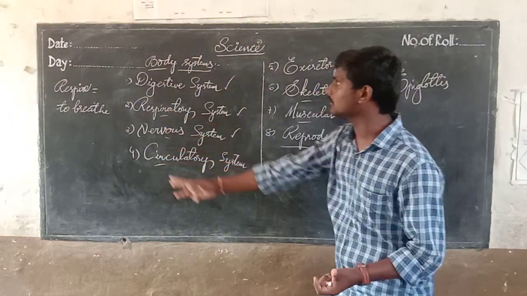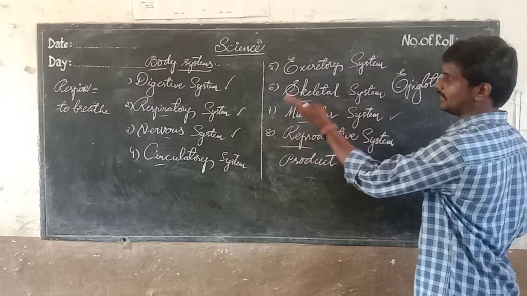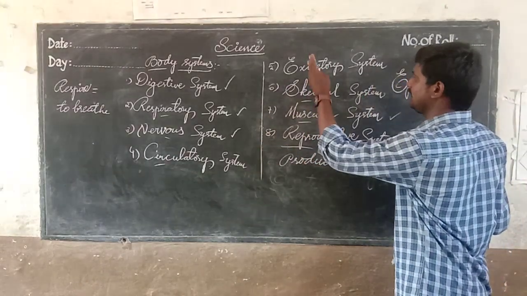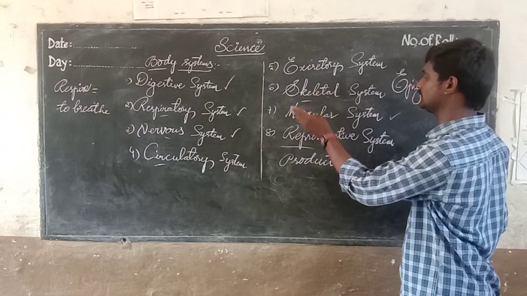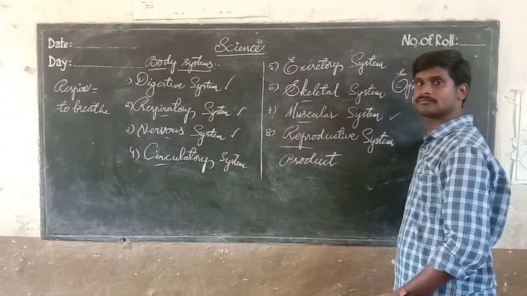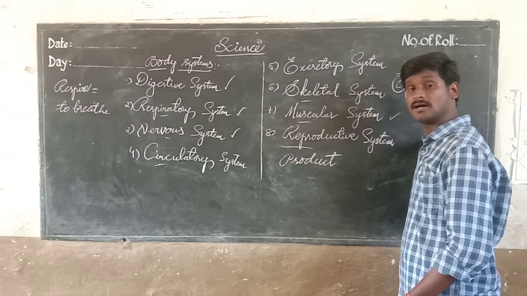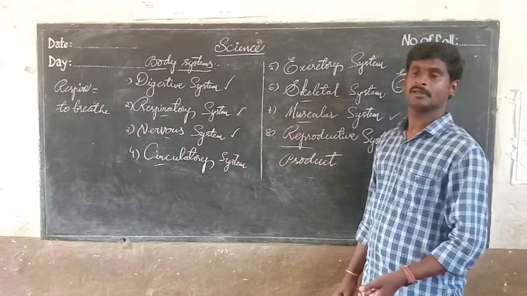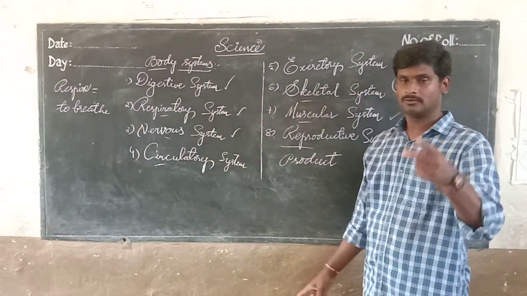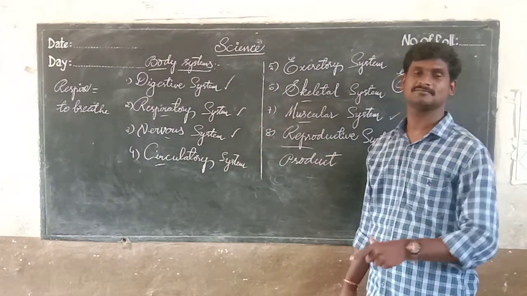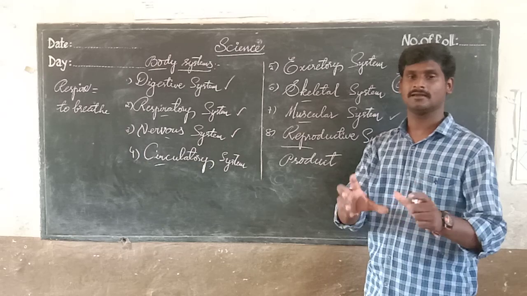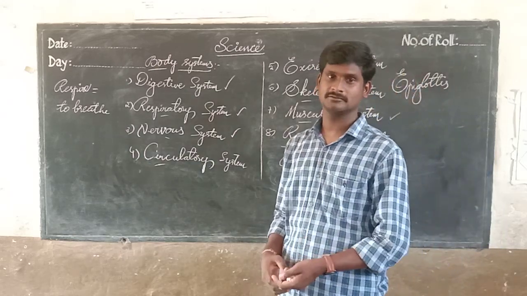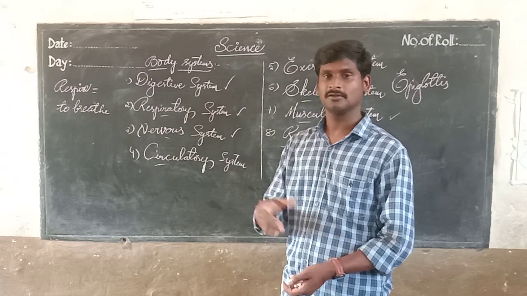So all of these systems are the digestive system, respiratory, nervous system, circulatory system, excretory system, skeletal system, muscular system, and reproductive system. If these systems are all functioning well, we will be healthy. If any system is not working well, your body system has a problem, and you may not be healthy.